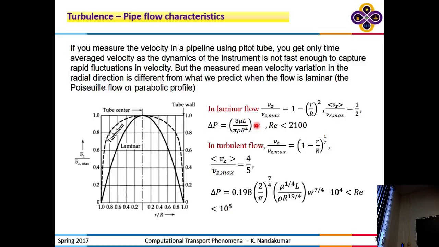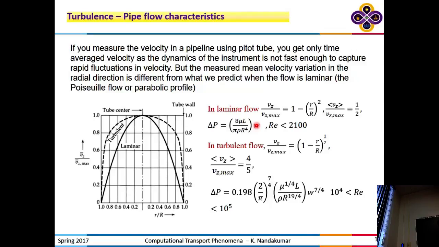Minus gradient of P plus mu del square V. Right? If I throw this term out, this is a linear relationship. It's a linear equation, the creeping flow equation, right? So pressure drop is related linearly to the velocity field if I ignore that.